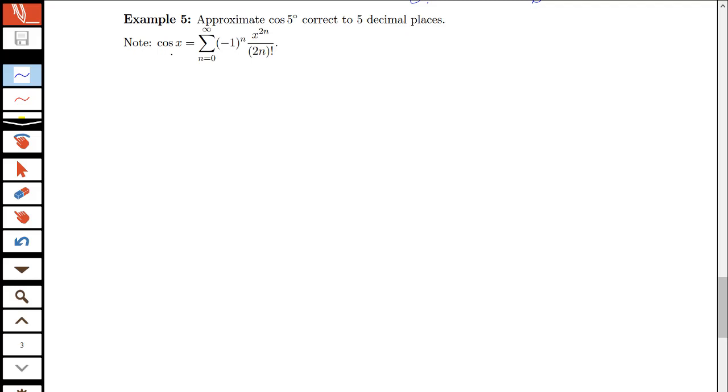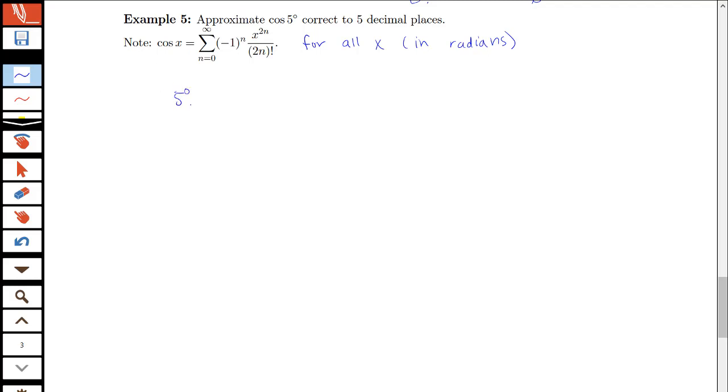Also recall that whenever we're working with cosine, sine functions, any of our trig functions, x is always measured in radians. So we know that this here is equal for all x measured in radians. So the first thing that we're going to need to do is convert this 5 degrees to the radian measure before I try to replace x with something.